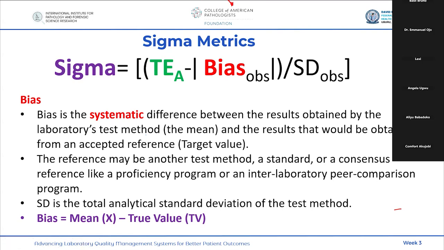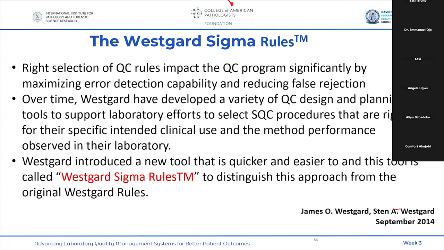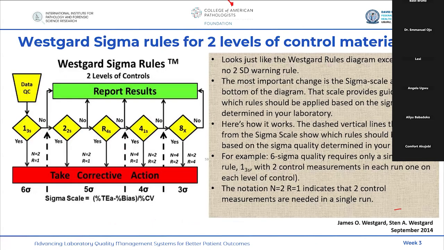So these are basic mathematical expressions. This is the formula on how to get your sigma value for the lab. Then the right selection of QC rules impacts the QC program significantly by maximizing error detection capability and reducing false rejection. I've explained this before, and then we are going to see how this plays out using this chart.